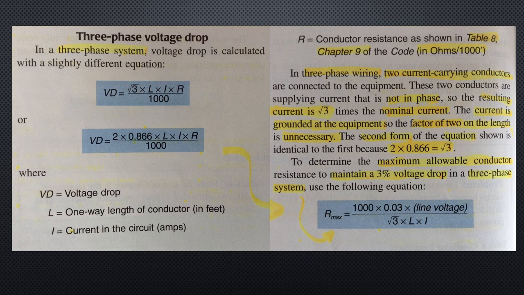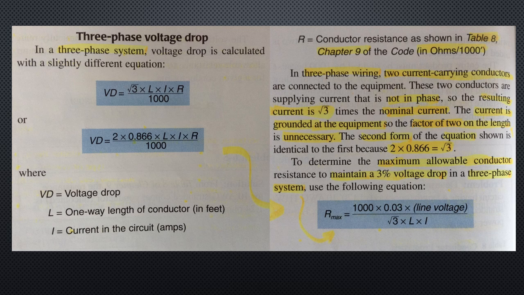In three-phase wiring, two current carrying conductors are connected to the equipment. These two conductors are supplying current that is not in phase, so the resulting current is the square root of 3 times the nominal current. The current is grounded at the equipment, so the factor of 2 on the length is unnecessary. The second form of the equation shown is identical to the first, because 2 times 0.866 is the same as the square root of 3.